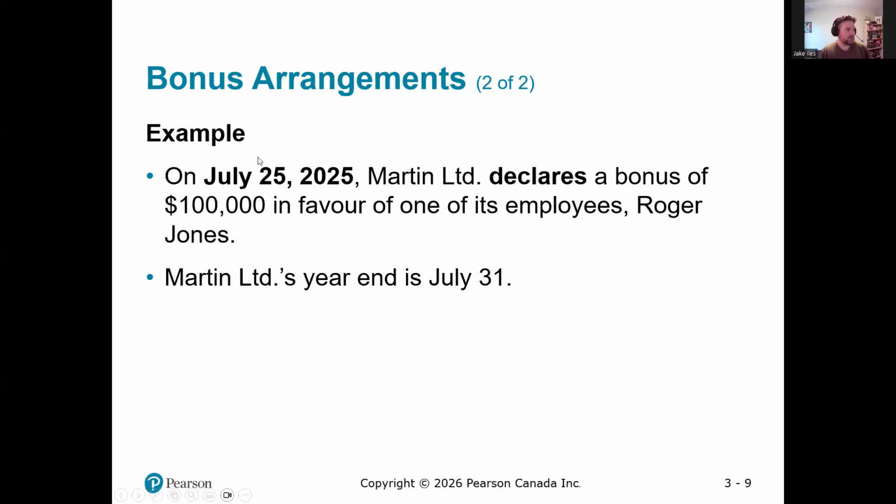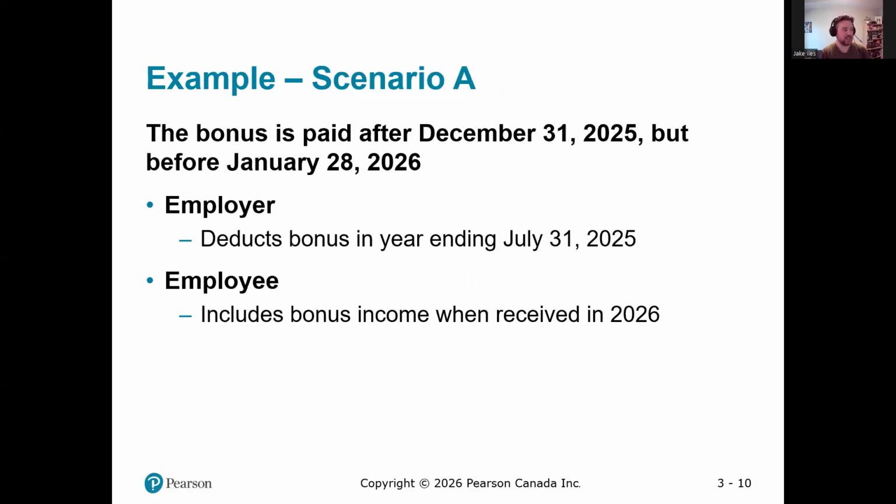So, for example, on July 25th, 2025, Martin declares a bonus of $100,000 in favor of one of his employees, Roger Jones. Martin Limited's year end is July 31st. So they had a good year. Right before July 31st, they declare a bonus. So they'll be able to expense that $100,000 now, save the corporate taxes on it now, and Roger won't have to include it in income until it actually gets paid out. And from July 25th, 6 months is just into January. So we might be able to push that $100,000 of income to Roger's next tax year.